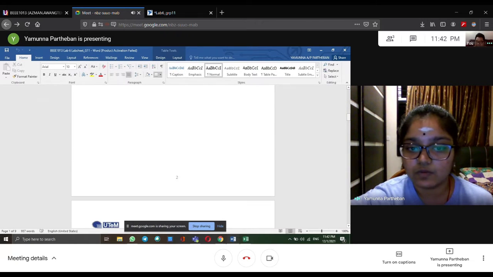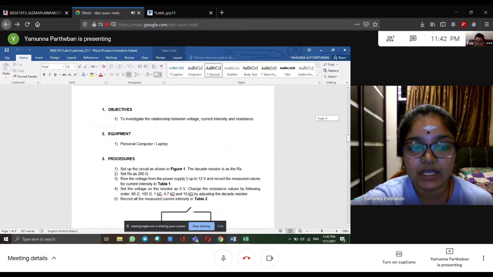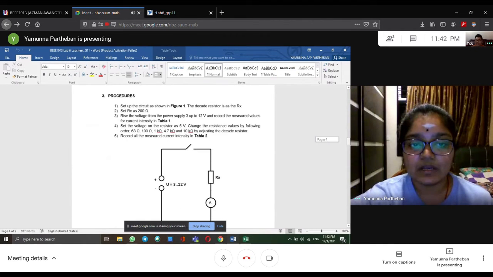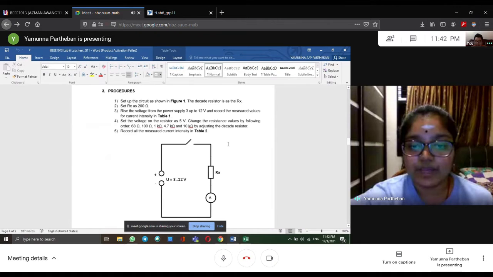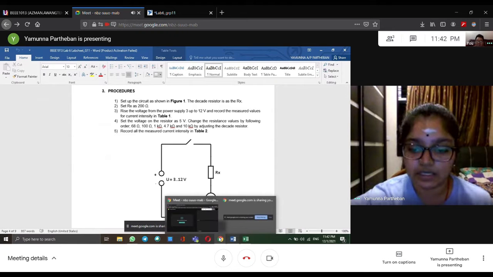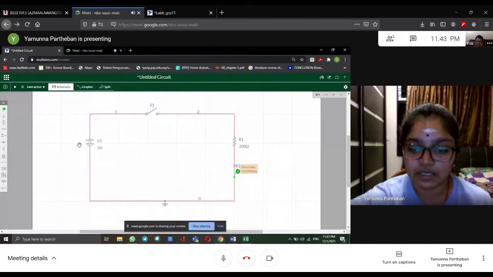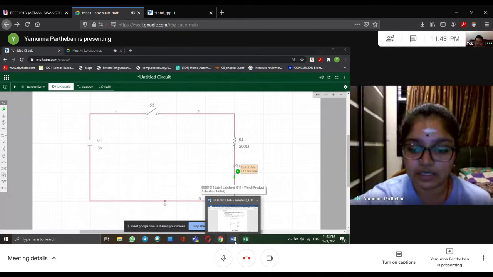Okay, so the objective of this lab is to investigate the relationship between voltage, current intensity and resistance. So we have to set up a circuit according to the procedure that they have given. We already set up a circuit according to the lab sheet as well.